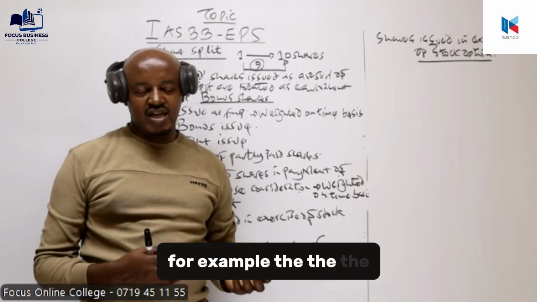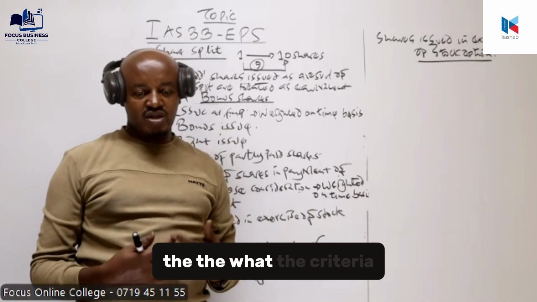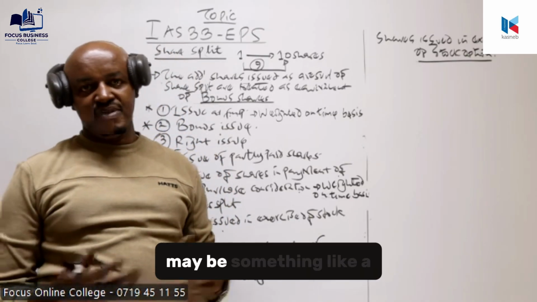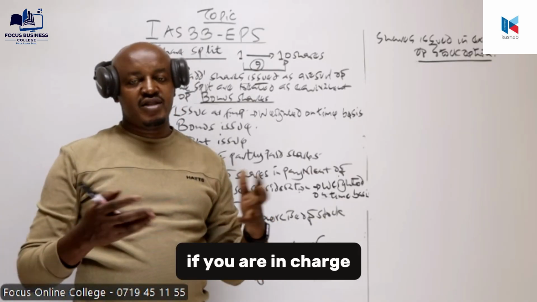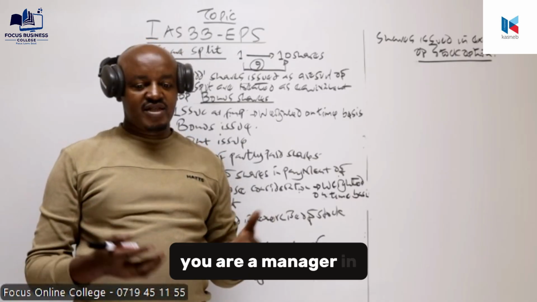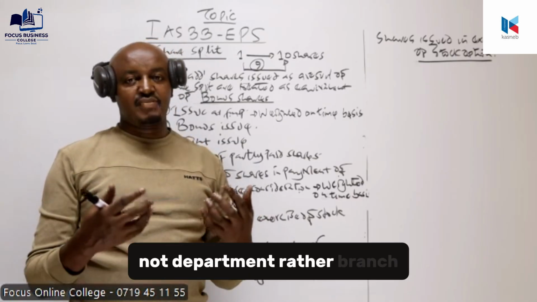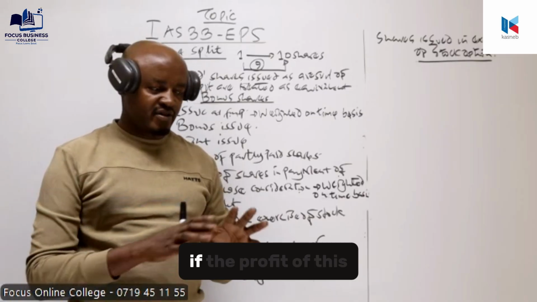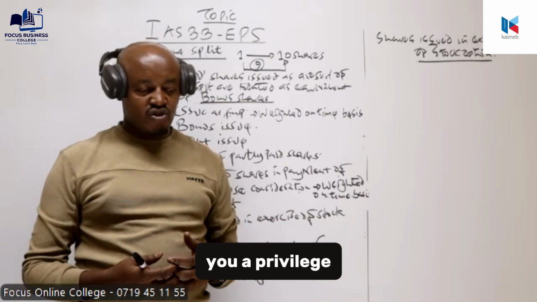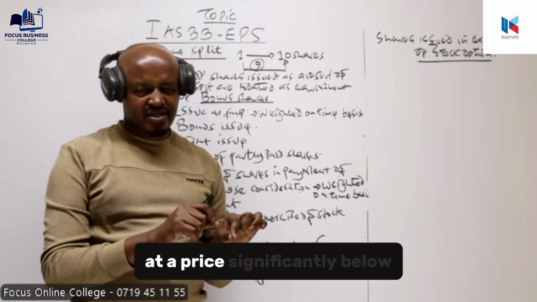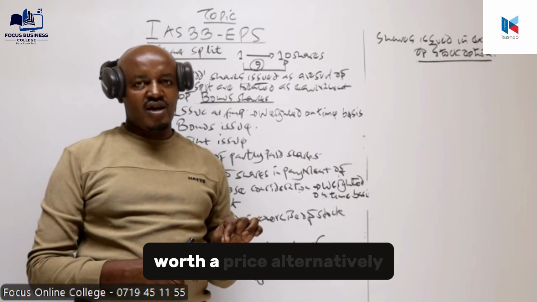For example, the criteria set by the company here may be something like the profit reported by the company. For example, if you are in charge of a certain branch, you are a manager in charge of a certain branch, you can be told that if the profit of this branch exceeds this amount, the company will give you a privilege to buy its shares at a price significantly below the market price.